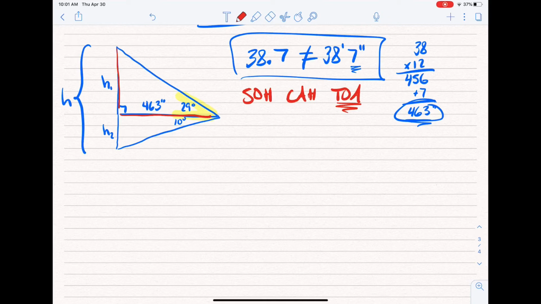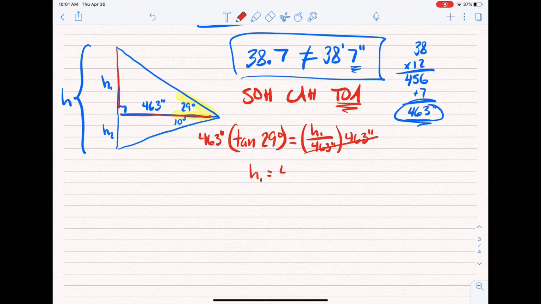So I can set this up and I can say, well, the tangent of that 29-degree angle of elevation is equal to opposite, H1, over adjacent, 463 inches. To get the H1 all by itself, I multiply both sides by the 463 inches, to keep everything equal. These cancel out, and I'm left with H sub 1 equal to 463 inches times the tangent of 29 degrees. Now, I know you might want to grab a calculator and plug that in, but we really don't need to do that just yet.